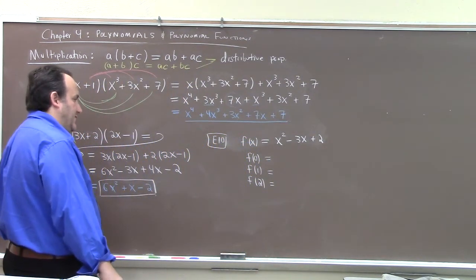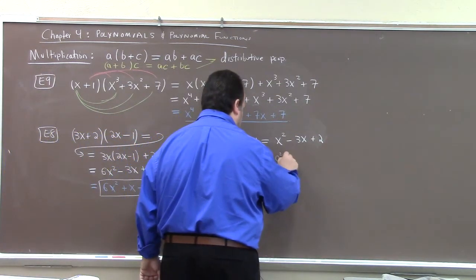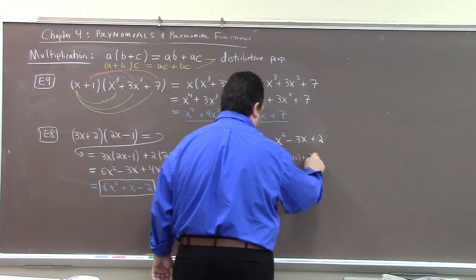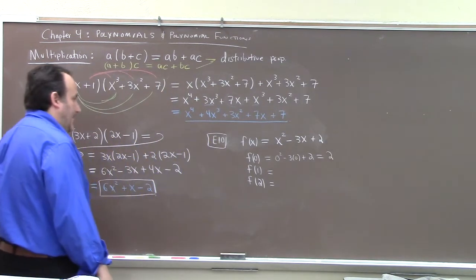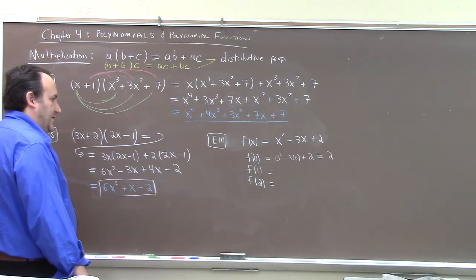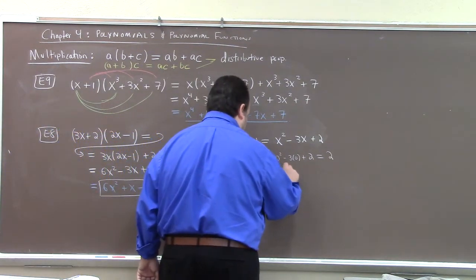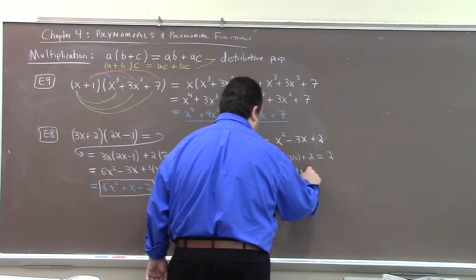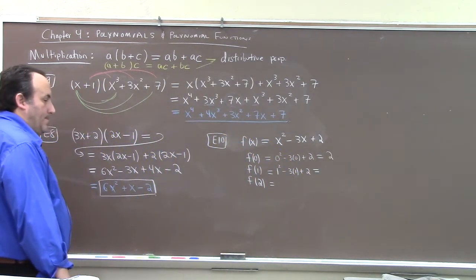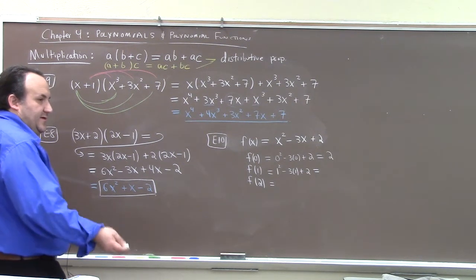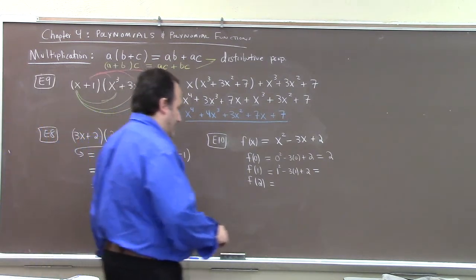So how do we figure out f of 0? We plug 0 into the formula, right? So we get 0 squared minus 3 times 0 plus 2, otherwise known as 2, right? And how about f of 1? We get 1 squared minus 3 plus 2. That's 3 minus 3, right? That's 0.